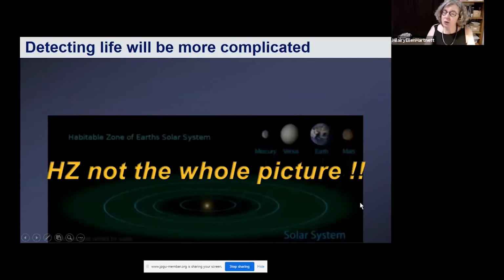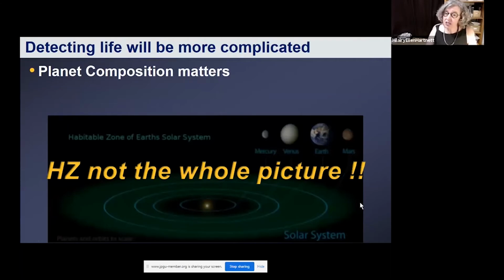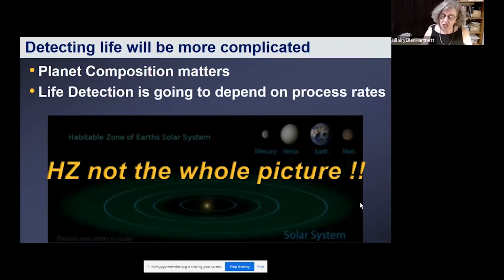But detecting life will be more complicated than just knowing if a planet is in the habitable zone. The habitable zone is not the whole picture. Planet composition matters a lot, right? What elements are present on the planet will make a very big difference to whether that planet is habitable. Life detection, more so than just the composition of the planet, is going to depend on the rates of the processes that biology conducts. So essentially planet-scale metabolism. This is not just is a planet at the right distance from its sun.